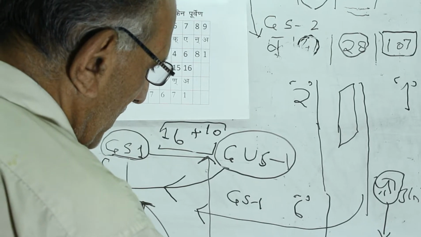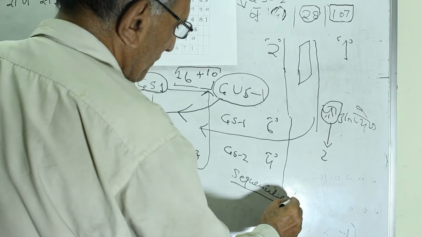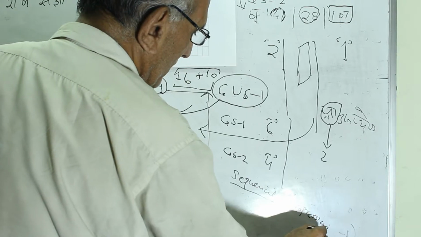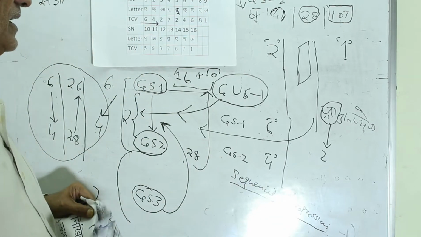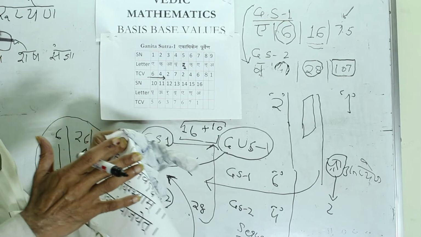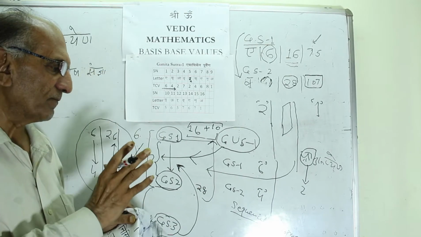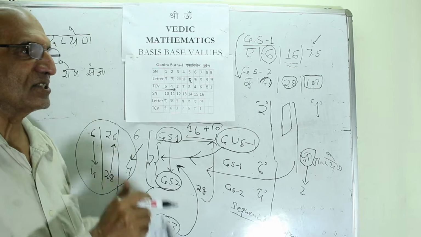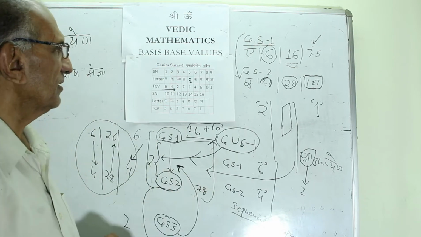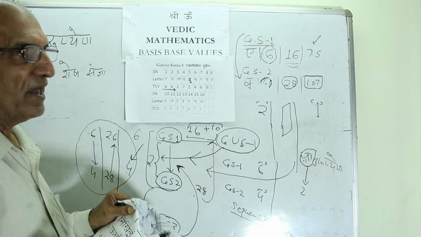Make an entry in the TCV dictionary that the sequential progression is the working value, processing value, applied value of Ekadhikena Purvena. It is called interpretation. It is called a working rule. It is called a processing step. What is the processing step of Ganita Sutra 1? It is sequential progression. And Anurupyena simply means following the form as it is.